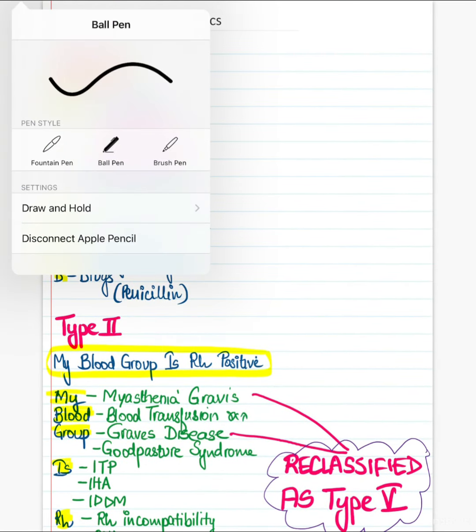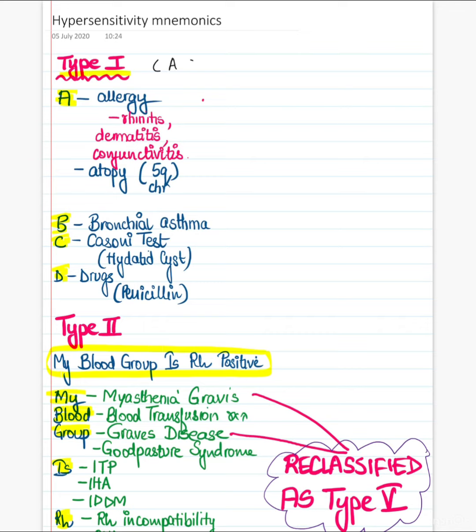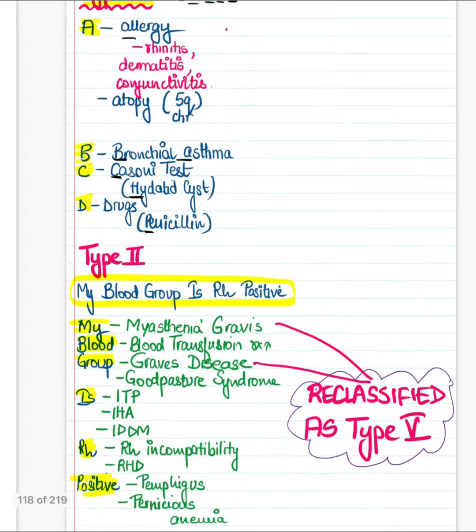Okay, so first of all, we have four types of hypersensitivity. The mnemonic is ACID: allergic, cytotoxic, immune complex, and delayed hypersensitivity. So now coming to type 1, that is the allergic one. A for allergy, B for bronchial asthma, which is again due to allergy, IgE increase. C for Casoni test, that is done for hydatid disease, echinococcus. D for drugs, that is penicillin.